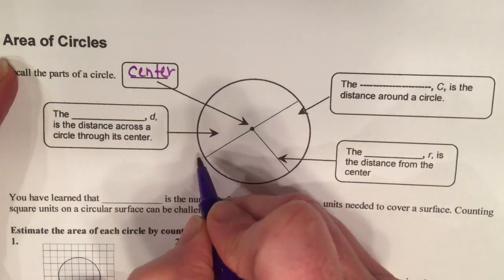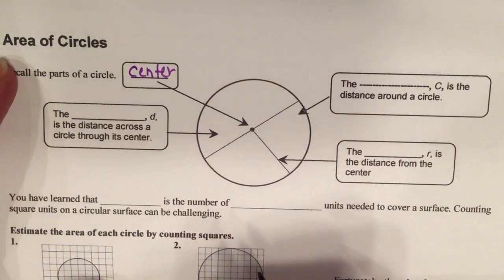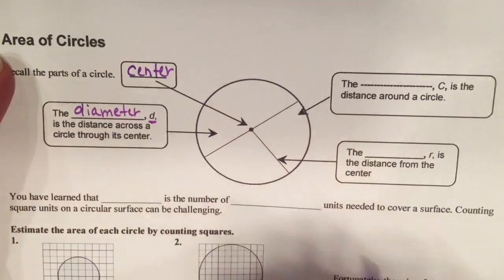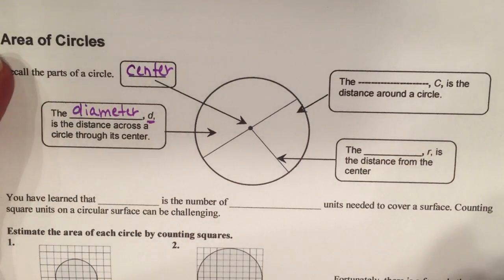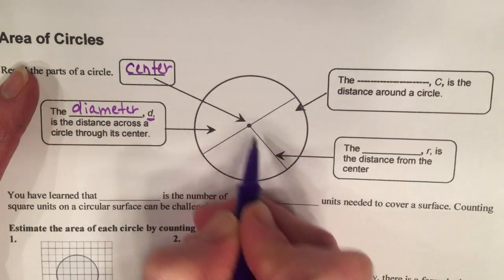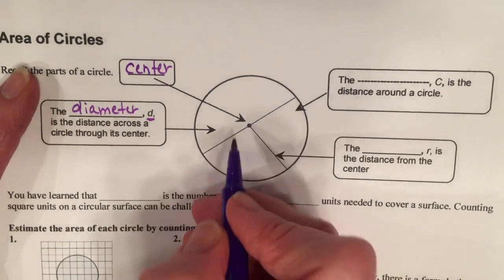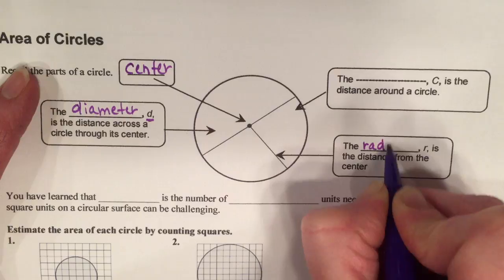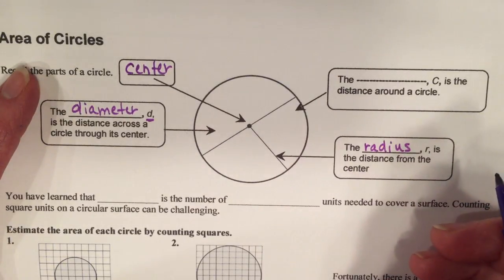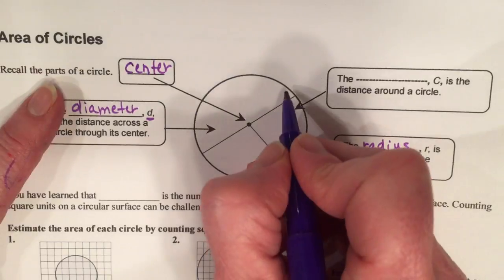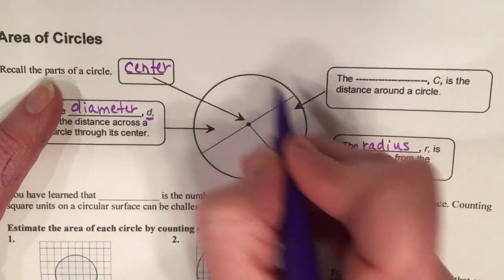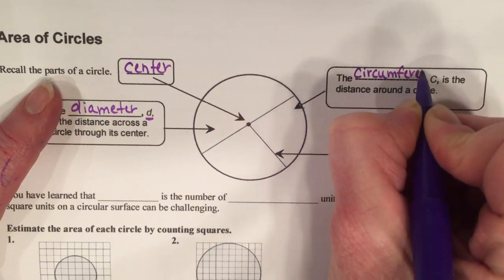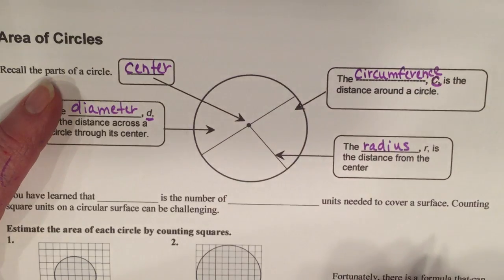All right, this arrow is pointing to this line that goes all the way across the circle. This would be the diameter, or D, which is the distance across the circle that passes through the center. If you just have half of that distance there, then that's called the radius. So all the way across is the diameter, halfway across is called the radius, or R, and it's the distance from the center. All right, and then if you want to go all the way around the circle, it's like the perimeter of the circle. That's called the circumference. Circles have a special name for that. And that would be known with a capital C.